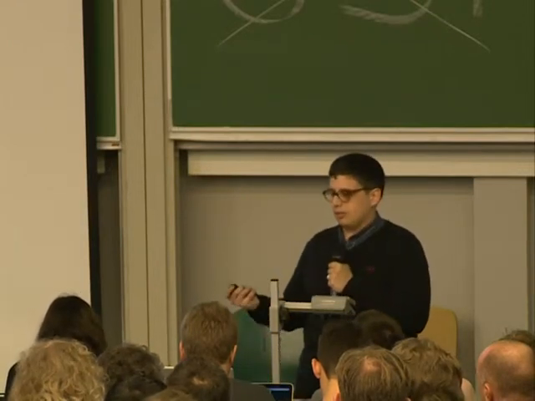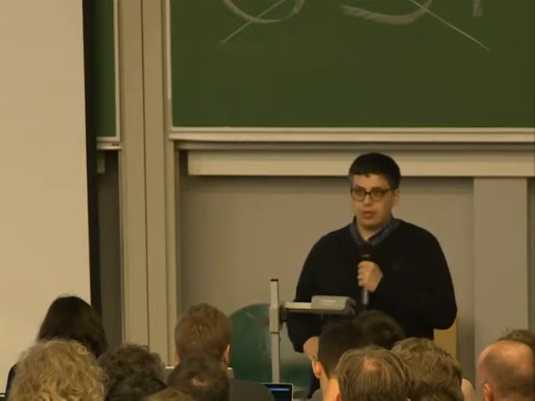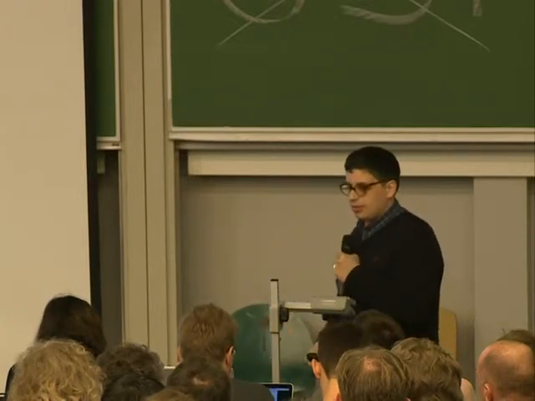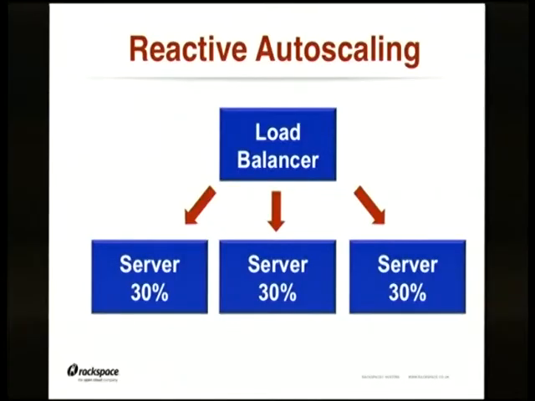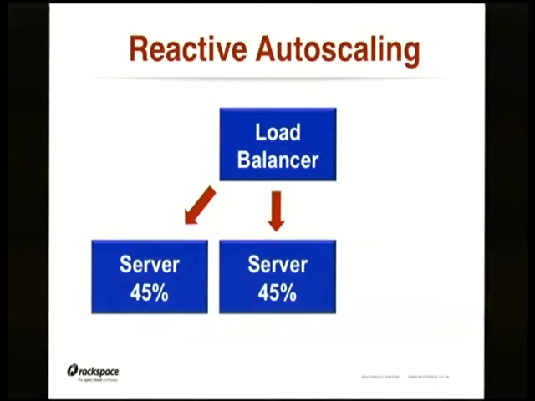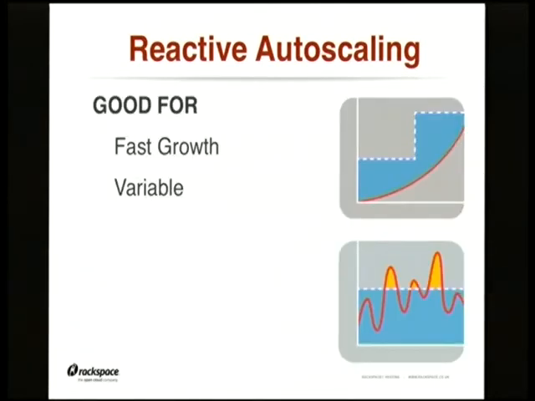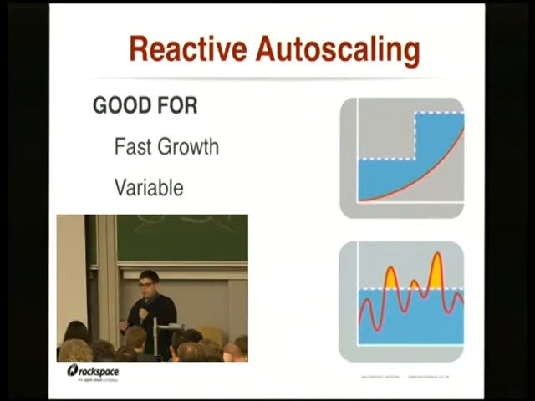And the other good thing about this auto-scaling is that you can also scale down. So if the three servers now, after the peak traffic, go down to 30%, that would generate a low watermark event, and you would remove one of them and spread the load across the other ones. So this kind of auto-scaling is very good for fast growth applications, because scaling up is fairly easy to do. And for variable applications as well, which is a bit more tricky, because you can end up flapping depending on the amount of traffic that you get. So you need to be careful with that.